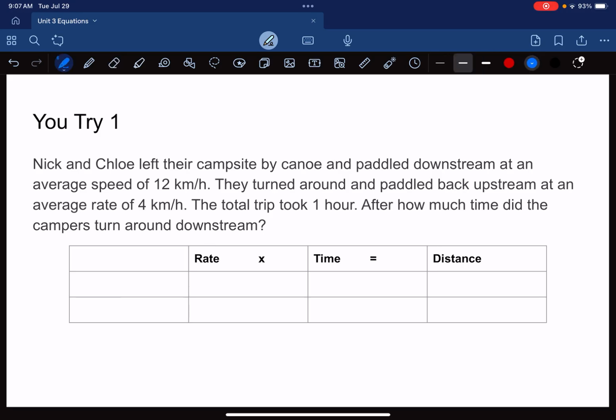Okay. So Nick and Chloe. That's my granddaughter's name, Chloe.